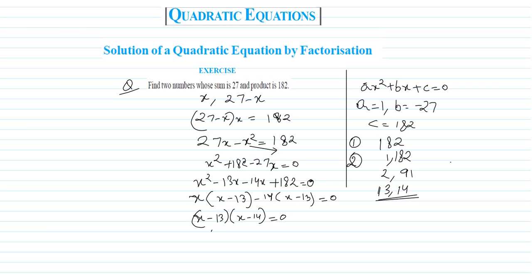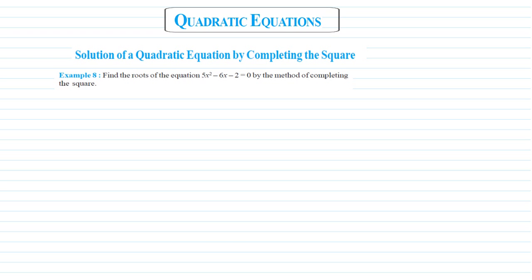Okay, so now let's see the solution of quadratic equations by completing the square. We can solve any quadratic equation by using this method of completing the square. So here we have an equation 5x square minus 6x minus 2, and we need to solve this by the method of completing the square. First of all, we will compare this equation with the standard quadratic equation ax square plus bx plus c is equal to 0. So this is an important note: you need to make sure that the coefficient of x square has to be 1.